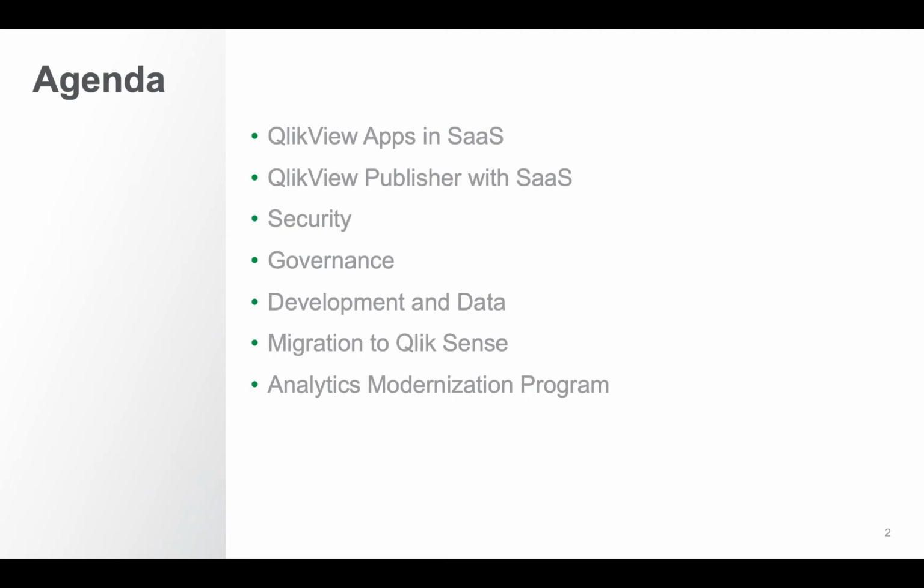The first thing that we'll talk about is QlikView apps in SaaS and what it looks like to run your QlikView apps directly in SaaS. We'll talk about the function of QlikView Publisher in the SaaS environment. And then, of course, there are things to consider as you think about how you leverage these assets in SaaS, whether it's a migration or a lift and shift. Those topics include security, governance, and then we'll talk about an actual migration and what that looks like. And then finally, we'll talk about some information around the Analytics Modernization Program.